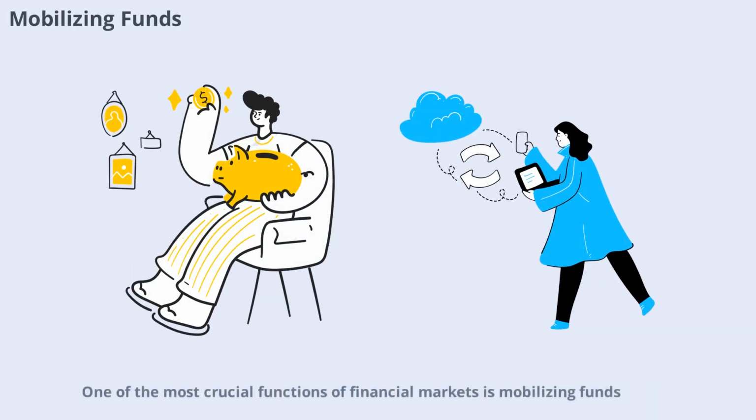One of the most crucial functions of financial markets is mobilizing funds. They collect savings from individuals and institutions and invest them in productive ventures. This process supports capital formation and economic growth, ensuring that resources are used efficiently across the economy.